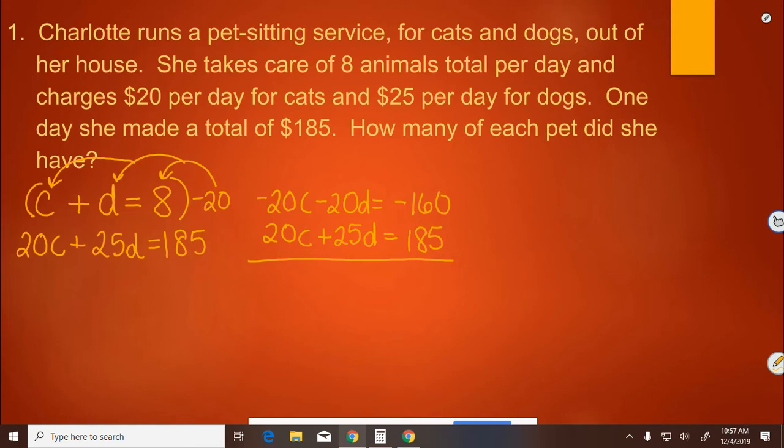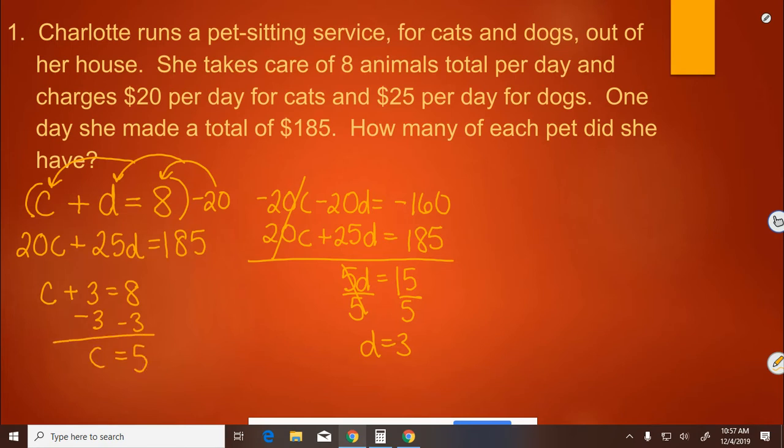So negative 20C plus 20C cancels out. Negative 20D plus 25D is 5D. And negative 160 plus 185 is like doing 185 minus 160. So we get 25. When we divide by 5, we find that on that specific day, Charlotte had 5 dogs. Then we plug that back in. We can use that original first equation because that's going to be the easy one. We know that she had a total of 8 animals. So C plus the dogs equals 8. Subtract, and we find the number of cats.